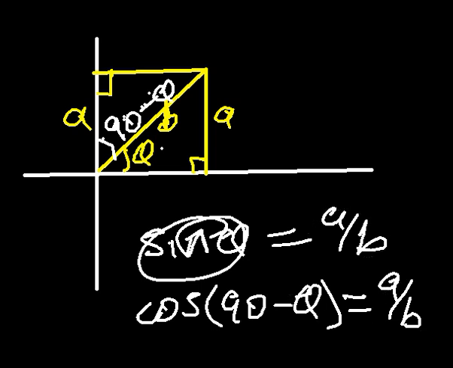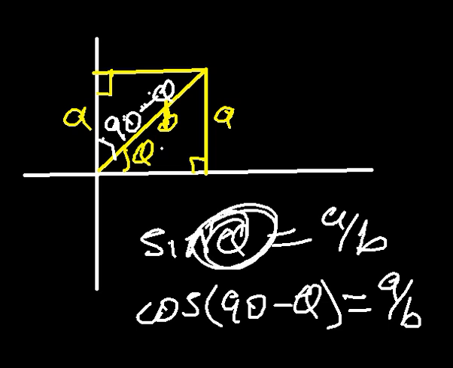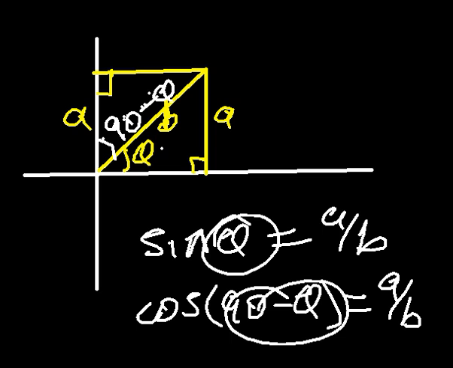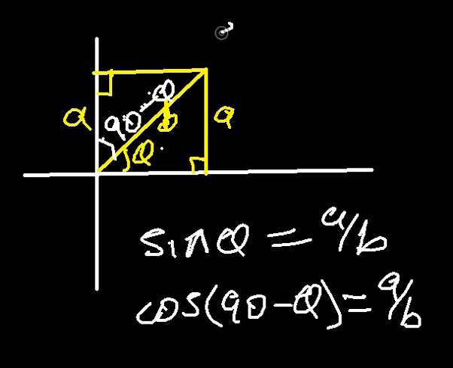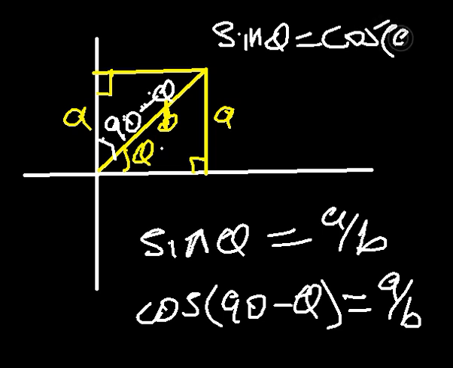In other words, you can see that the sine of angle theta is the same as the cos of the complement of the angle theta, because this angle and this angle are complementary angles. So the sine of angle theta is the same as the cos of the complement of this angle, which is 90 minus theta. So in this case, we'll have sin theta is the same as cos of 90 degrees minus theta.